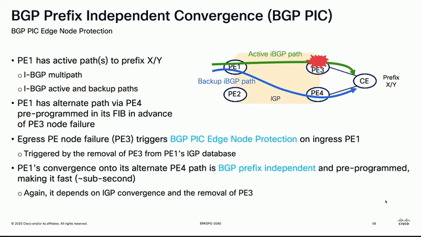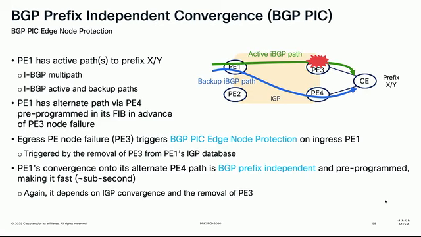With PIC edge node protection, as soon as the ingress PE router, which is PE1 in this case, detects a failure of the egress PE, which is PE3 in this case, PE1 would switch to the alternate path. So the moment I enable BGP PIC, every node in this topology would program a backup path for BGP prefixes.